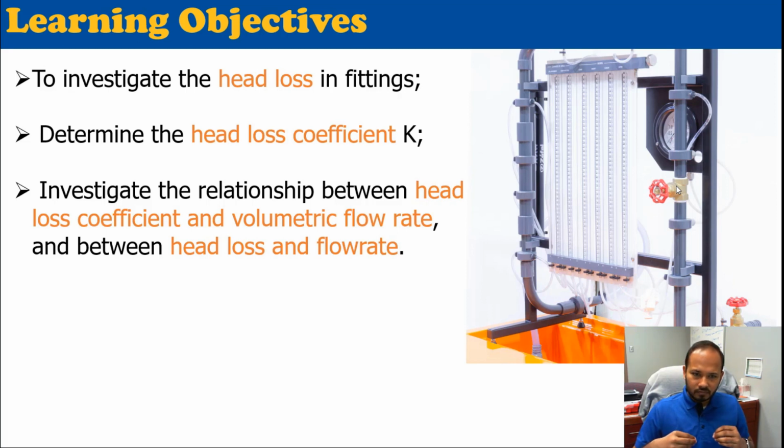Through that, we're going to determine the head loss coefficient for minor head loss. And finally, we're going to investigate the relationship between the head loss coefficient, which is K, and the volumetric flow rate, Q. And again, head loss and flow rate, which is V, velocity.